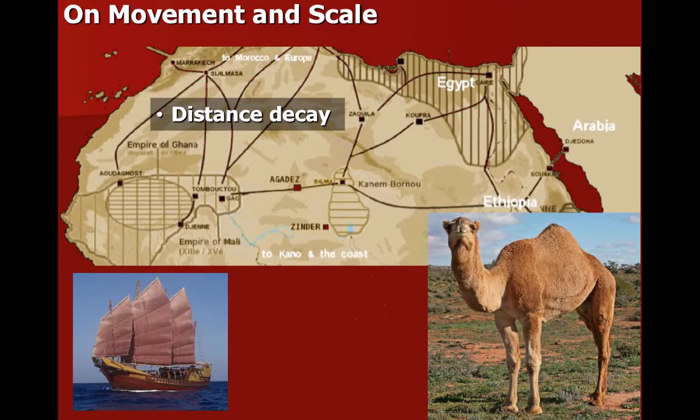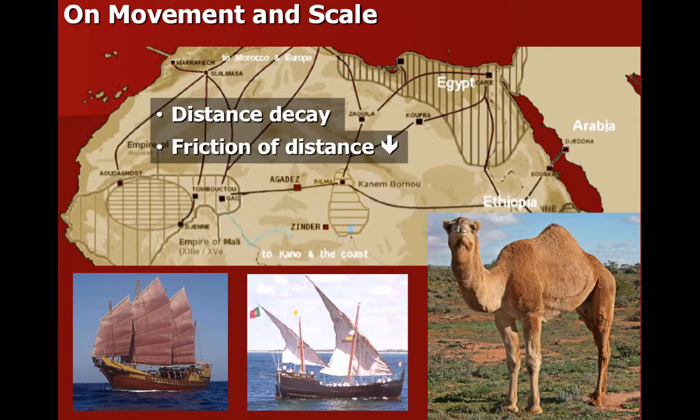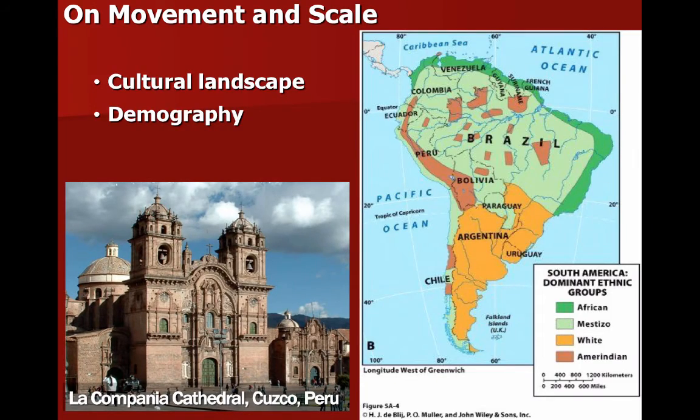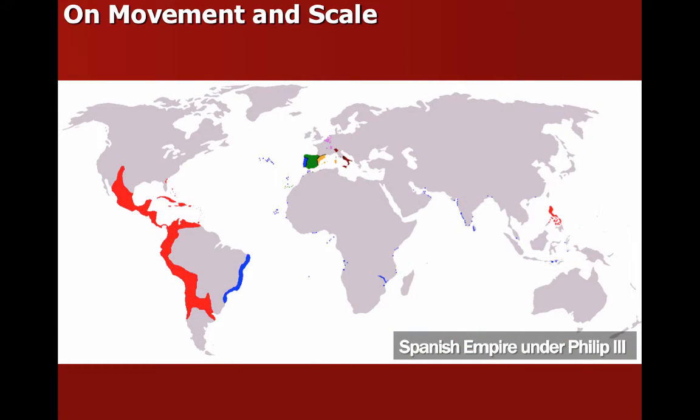With the introduction of improved sea travel through ships such as Chinese junks and Portuguese caravels, the friction of distance was reduced dramatically. As the Europeans moved across the globe, they changed the cultural landscape as well as the regional demography, which refers to the composition of a particular human population. When movement results in permanent relocation across significant distances, it is classified as migration.